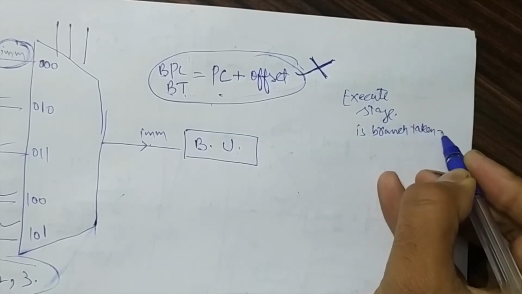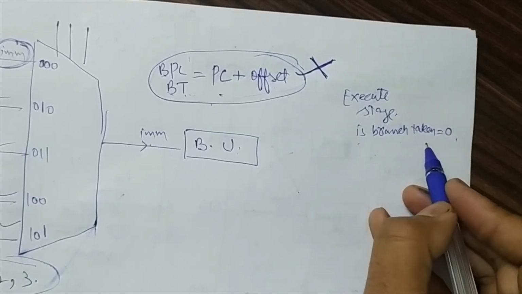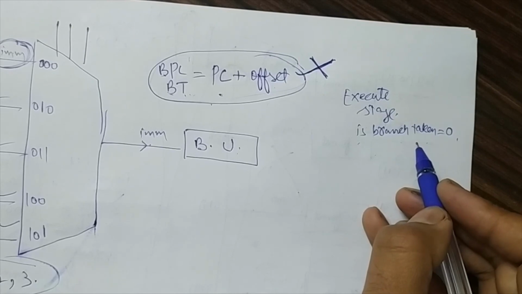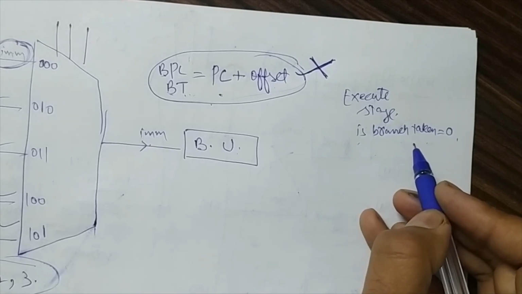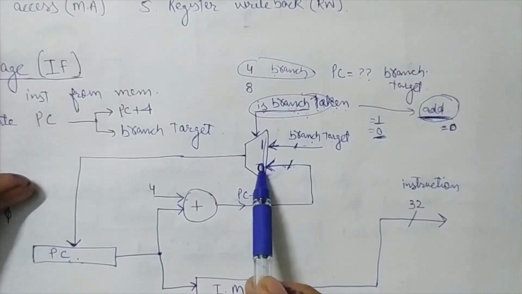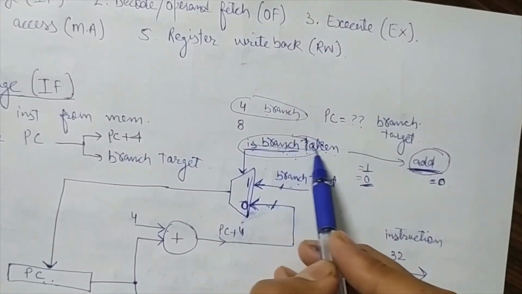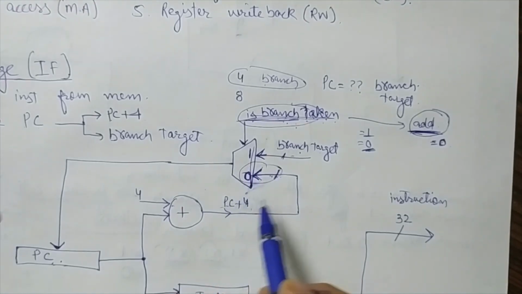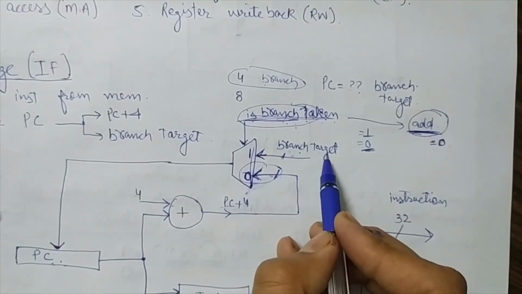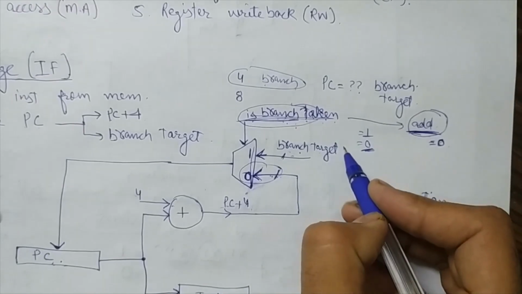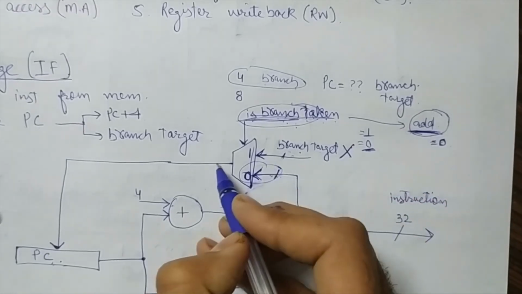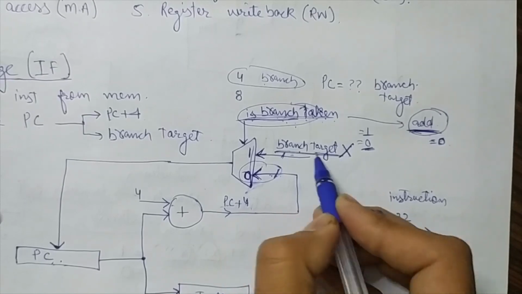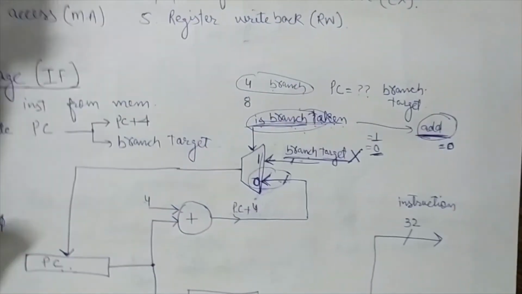is branch taken equal to 0. Since is branch taken is equal to 0, this control signal is 0, that means we have to choose PC plus 4. So in that particular scenario, branch target or branch PC is not allowed to go forward. So we are not using branch target for those particular instructions.